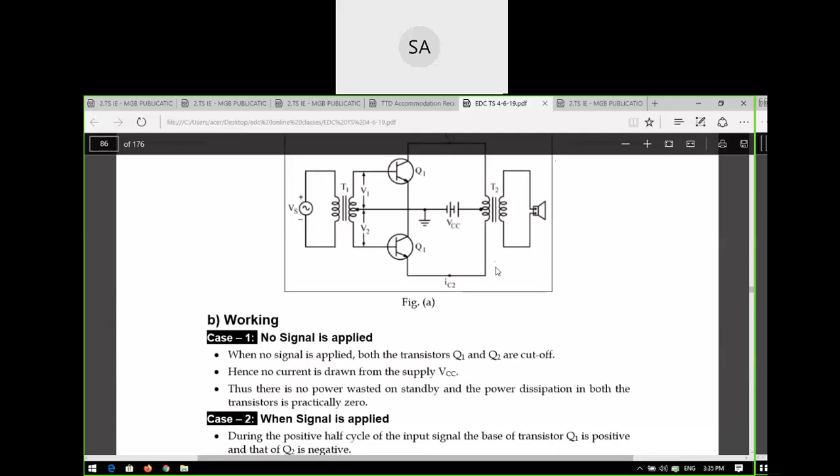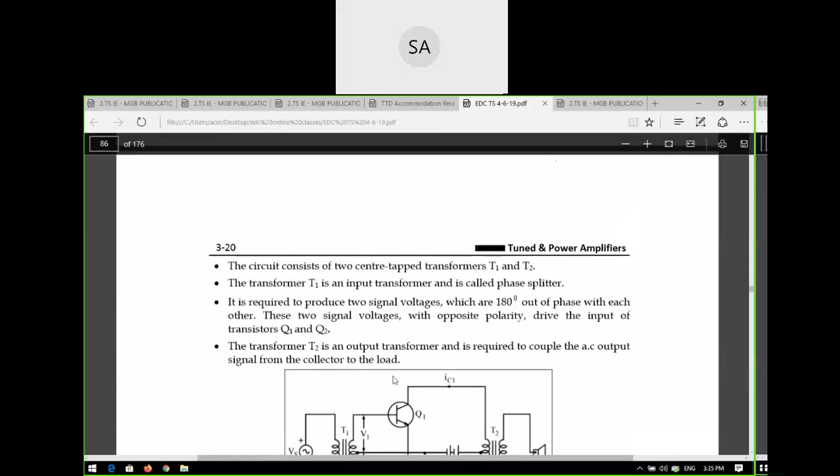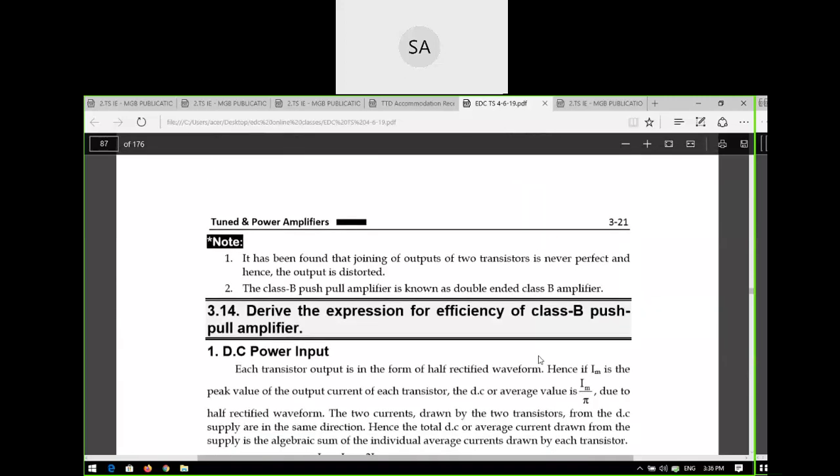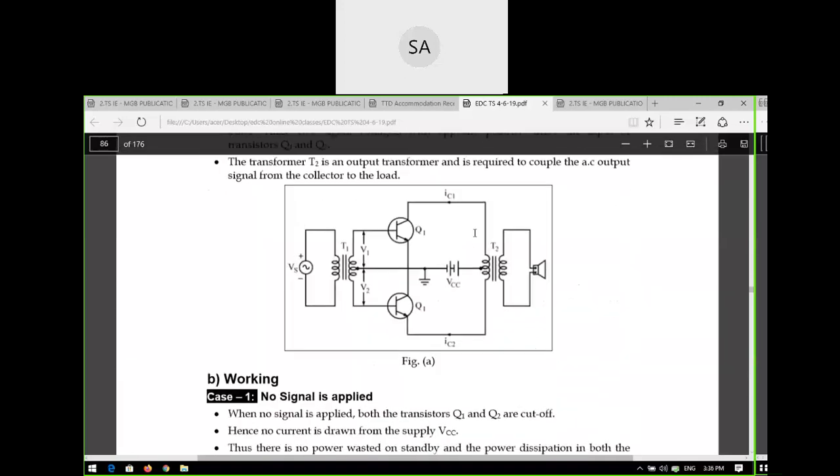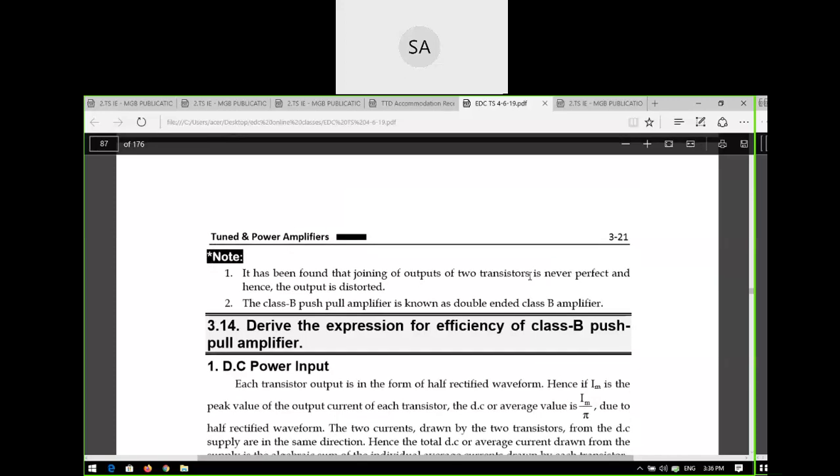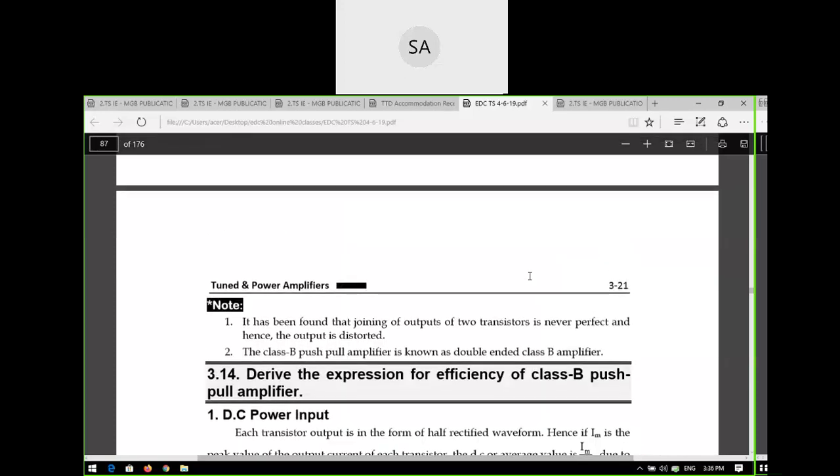The class B power amplifier has two transistors and they are not perfect, due to this the output is also not perfect. That is the reason you will get some distortion in the output. So distortion is present in the class B push-pull power amplifier. The class B push-pull power amplifier is also called the double-ended class B power amplifier.